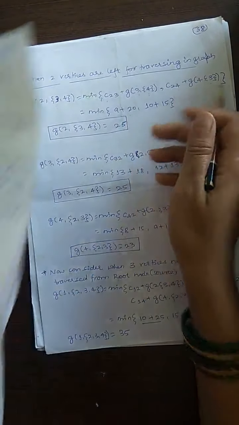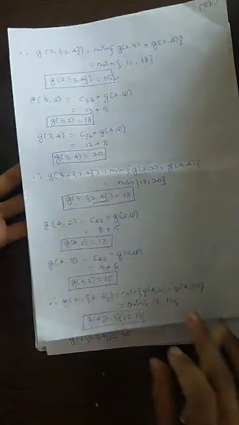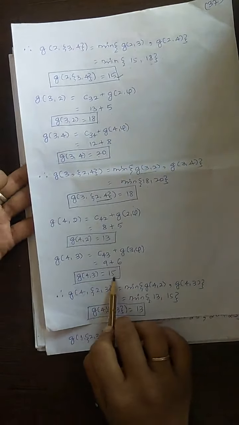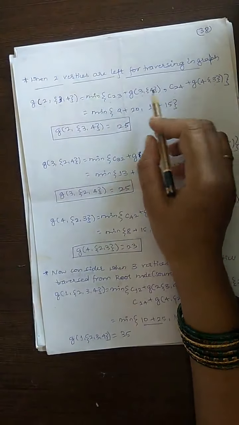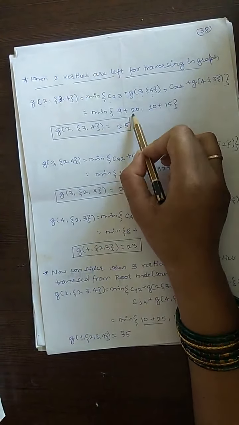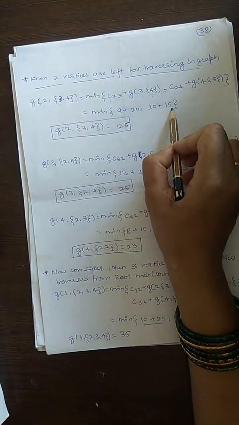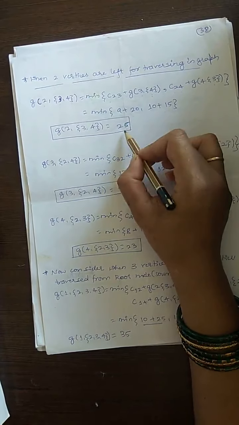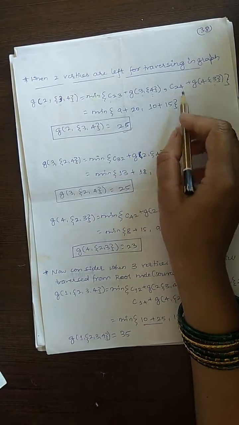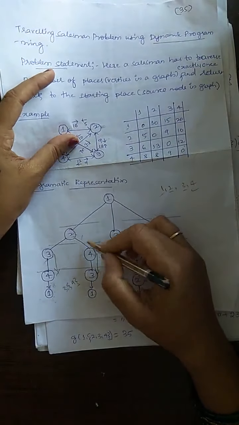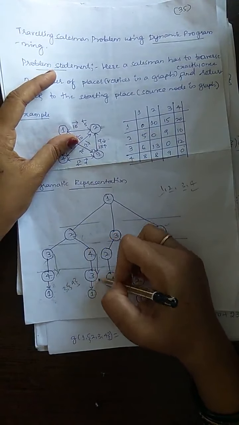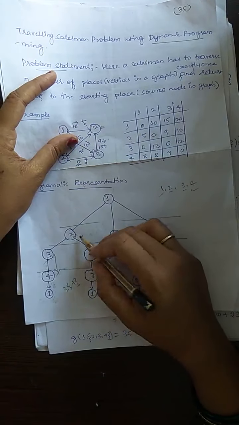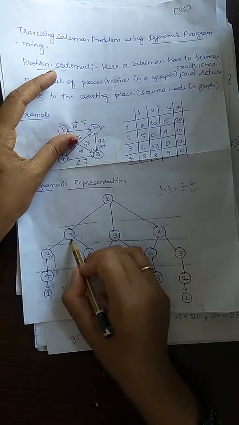Next, C of 2 to 4. 2 to 4 is 10 here. 10, and 4 to 3, we have calculated. 4 to 3 is 15. So we have written here 15. What is the minimum between these two? This is 29 and this is how much? 15 plus 10 is 25. So 29 and 25, minimum is 25. So the minimum comes from where? From 2 to 4 we have got here. Means we are going this way. So I have come to 2, then I am going this way, which will give me 25 as the cost. So this is for 2.